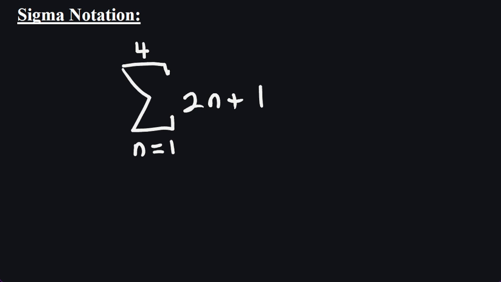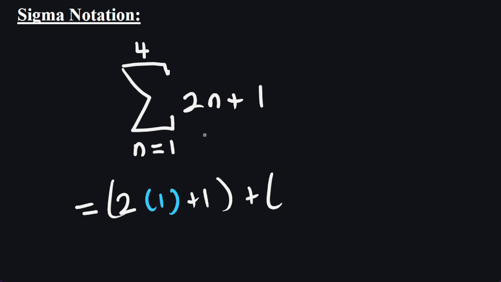What does this mean? That means you are going to iterate through this formula 2n plus 1 from n equals 1 all the way through 4. So you're going to go through 1, 2, 3, and 4. So let's go through it together. 2n plus 1, well, n, we're starting at 1, so that'll be 2 times 1 plus 1. Plus, so that's our first iteration.